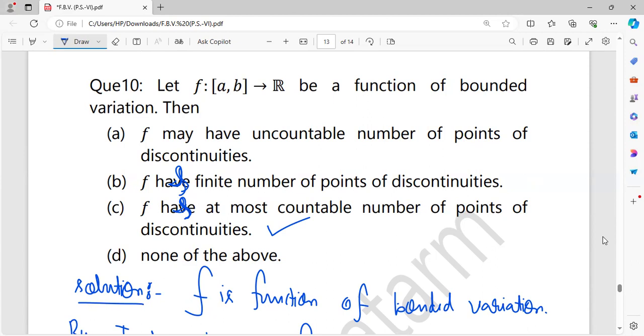Okay. So what we have done in this question: since p and q are monotonically increasing functions, they have at most countable number of points of discontinuity, and f is the difference of these functions. So discontinuity of f will not exceed the union of discontinuities of p and q. So p and q have countable points of discontinuity, so their union will also be at most countable. So f has at most countable number of points of discontinuity. So option number C is correct.